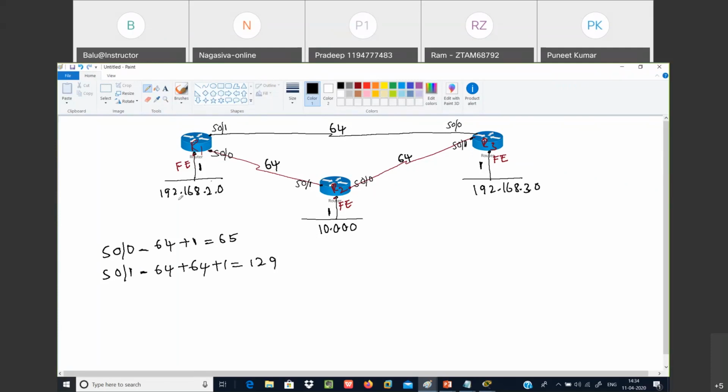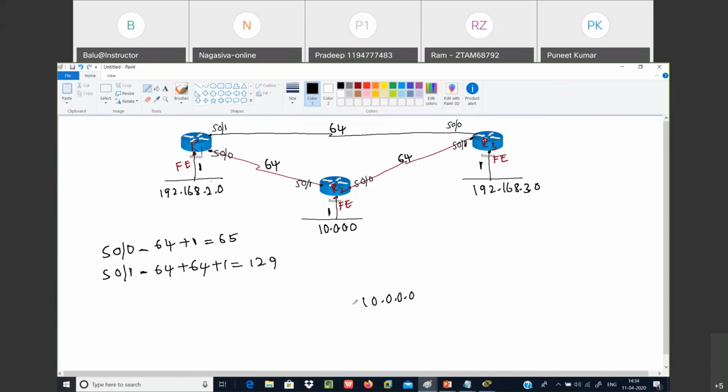So to reach the 10 dot network from R1, what is the final cost? Which is the best one? 65 is the best or 129 is the best? 65. So 65 means via which interface? Serial 0/0. Now if I open the routing table in R1.